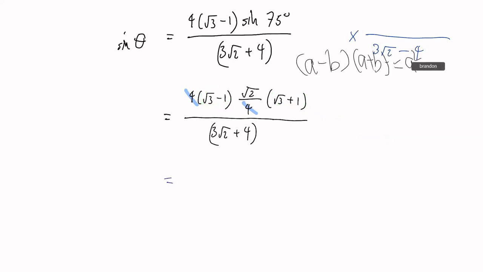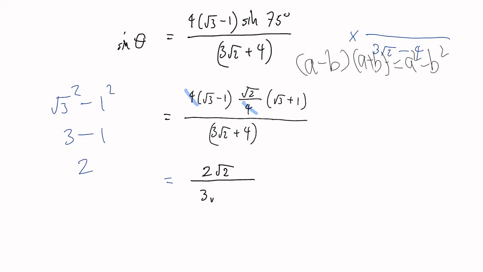Yes, correct. So we end up with root 3 square. Okay, I'll do the other side. Root 3 square minus 1 square, which is 3 minus 1, which is 2. Also, we are just left with a 2 multiplied by root 2. Try to simplify before you try to rationalize. If not, you're going to have a very bad time.